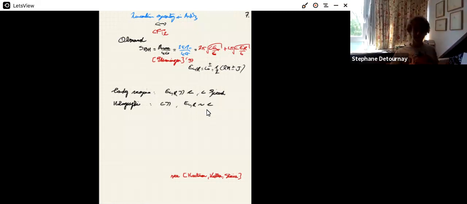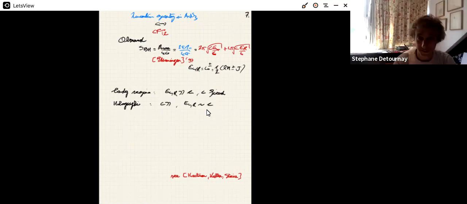So CFTs satisfying this condition will be called holographic CFTs, and Hartman, Keller and Stoica showed that the condition for the growth of states to be given by this in this regime is that the spectrum should be sparse. So there shouldn't be too many light states.